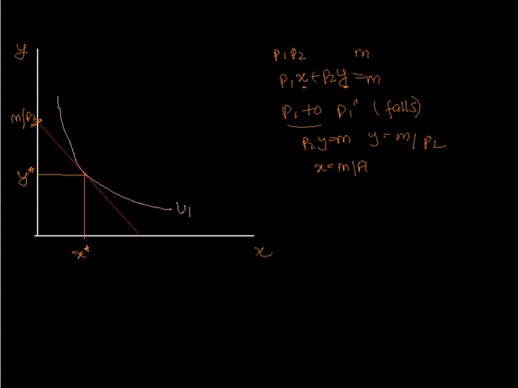Now what will happen is that there is the fall in price from P1 to P1 dash. So the new budget constraint is P1 dash x plus P2 y equals M. This is the new budget constraint. Now at this new budget constraint, the consumer is consuming a higher amount of x and y both. Suppose this is your new budget constraint.